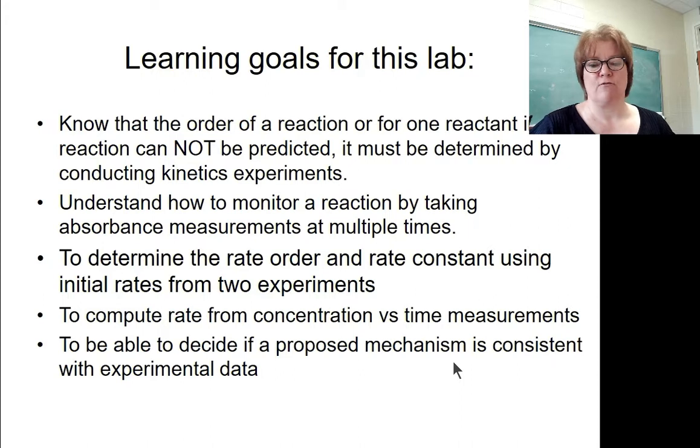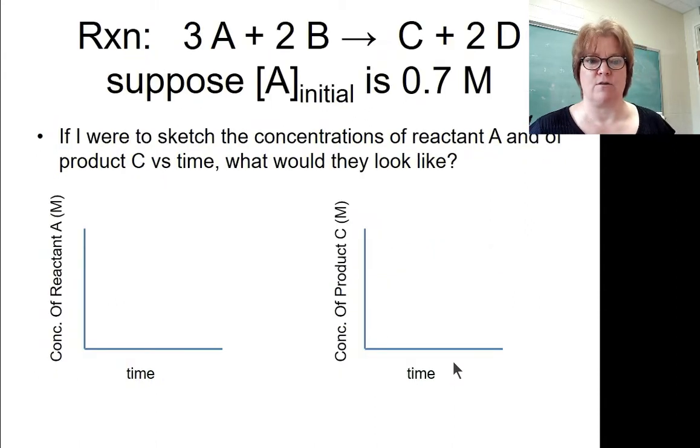To compute a rate from concentration versus time measurements: if I have a graph, if I have kinetics data, how do I actually find the rate? And to be able to decide if a proposed mechanism is consistent with the experimental data, going back to the concepts. I'm going to focus on the theory part, the questions 1 through 6, and then the last two, 19 and 20, in this concept portion of the lab. The more rigorous calculation stuff will be in the second video.